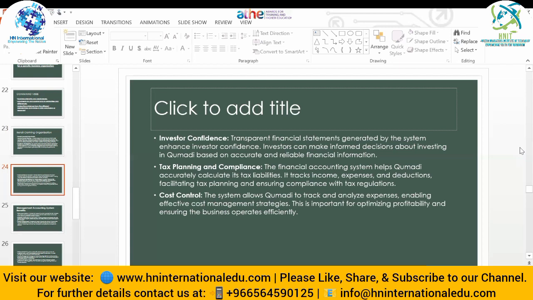Then cost control. This system allows Qmade to track and analyze expenses, enabling effective cost management strategies. We learned this today in the management techniques. This is important for optimizing profitability and ensuring the business operates efficiently. Obviously, when you are controlling all kinds of costs in the business, including overheads, everything, it's very obvious that we are going to be working efficiently and we are going to achieve profits in the longer term as well. Okay.